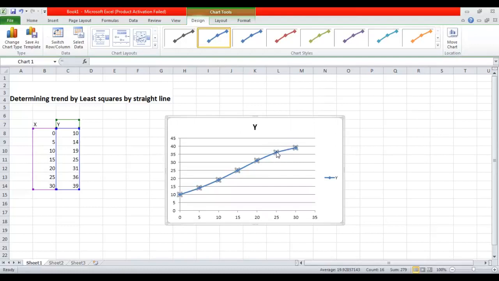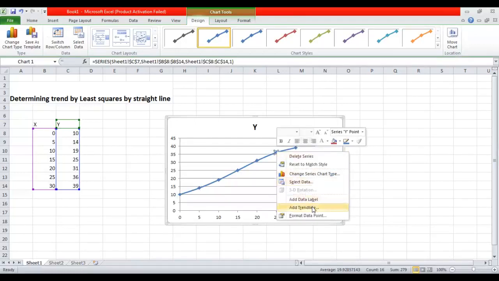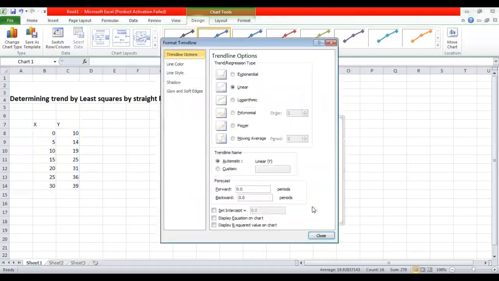For that, first we click on any point. If you click on any point and right click it, you will get an option, add trendline. In this add trendline, you can add whatever type of curve you need to fit. Here we have different types of curves: exponential, linear, logarithmic, polynomial, power, moving average, etc. We want a straight line. We know a straight line is always a linear curve. So select linear.